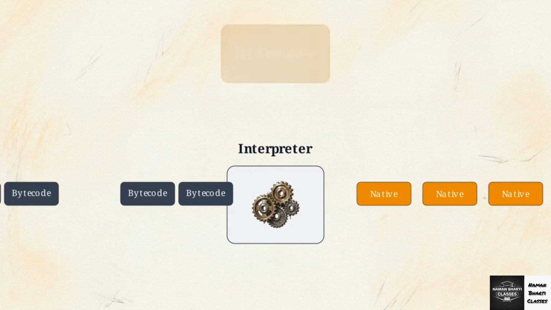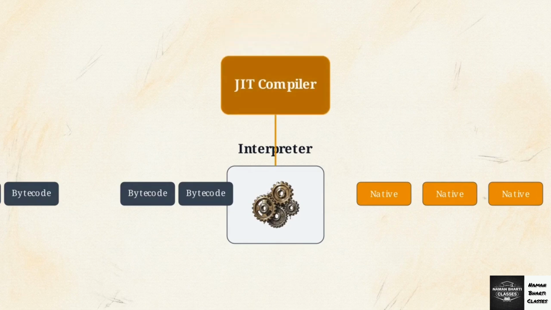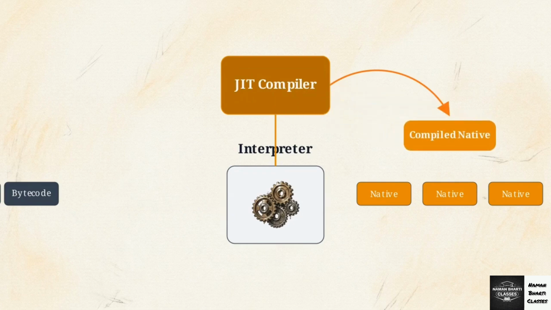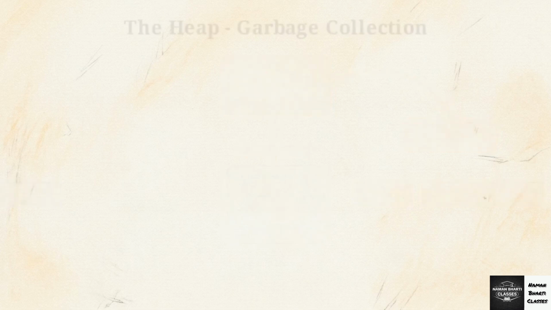To solve this bottleneck, the execution engine utilizes the just-in-time, or JIT, compiler. It monitors the interpreter, intercepting frequently repeated hot code. The JIT permanently compiles these chunks into native machine code, allowing the program to bypass the slow interpreter entirely.